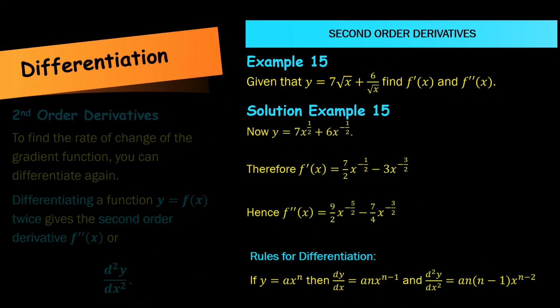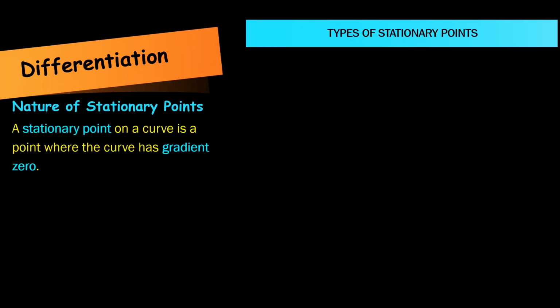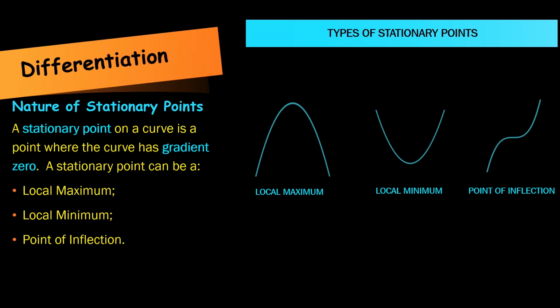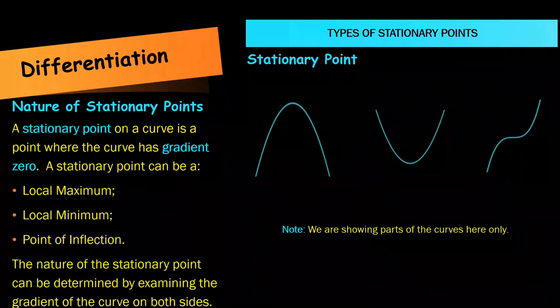A stationary point on a curve is a point where the curve has gradient 0. A stationary point can be a local maximum, a local minimum, or a point of inflection. Note that we are showing parts of the curves here only. The nature of the stationary point can be determined by examining the gradient of the curve on both sides.